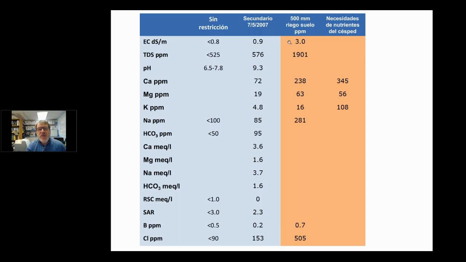We would see an increase of up to 3 decisiemens per meter. We'd also see calcium increase to 238 parts per million compared to what the plant needs. Just to give you a rough idea, you can get almost all of the calcium that the plant would require for growth from the irrigation water alone. We get more magnesium than we would expect to need, and we don't get much potassium. There's seldom a situation where potassium is delivered in the irrigation water that even comes close to what the plant requires. And you'll notice that sodium gets pretty high.